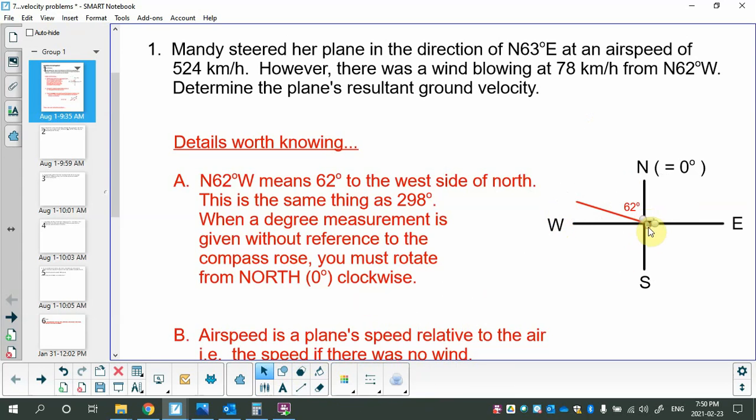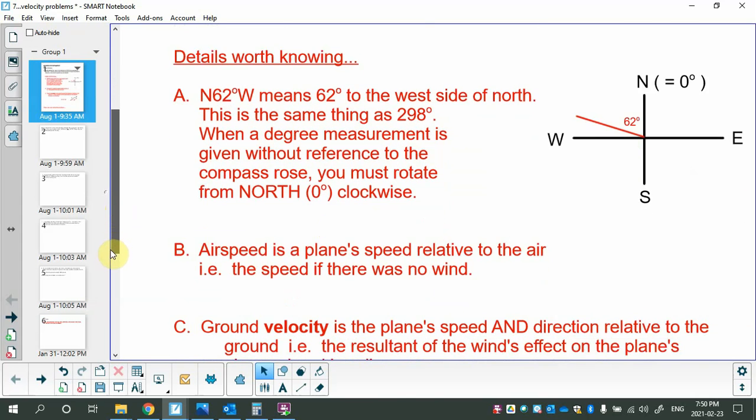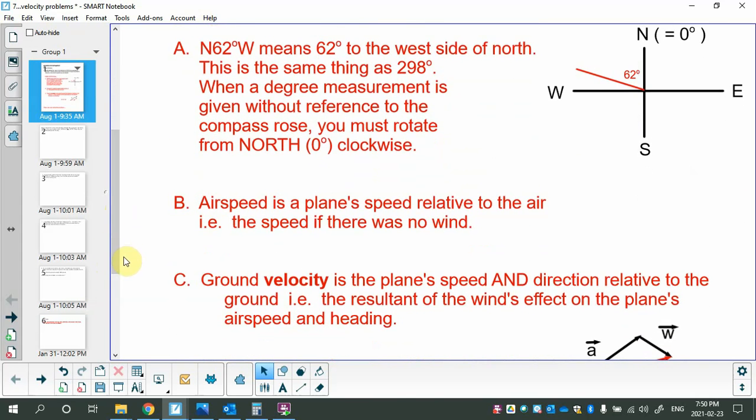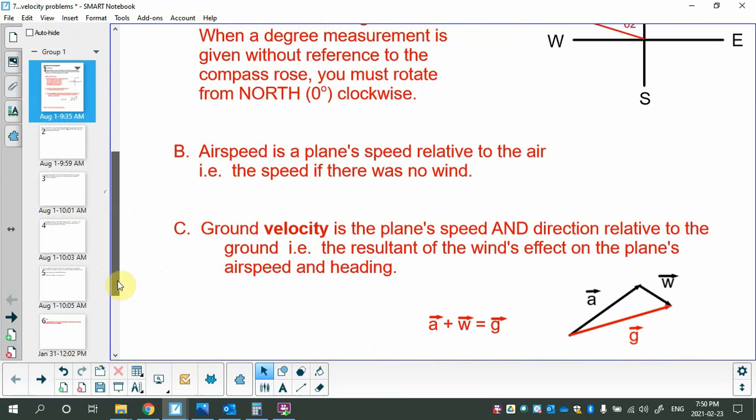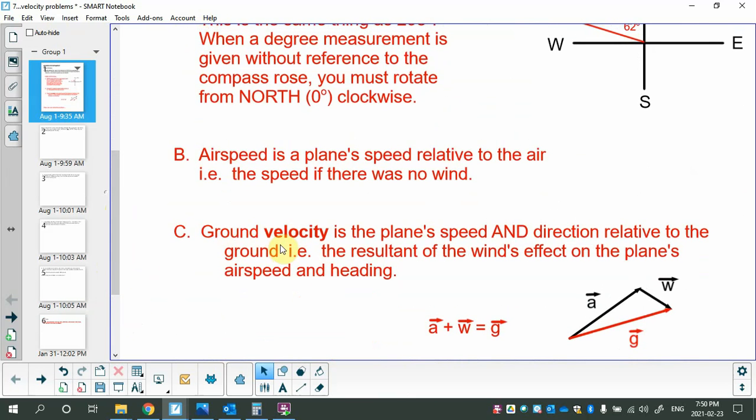The second thing is a definition, and that is the definition of airspeed: a plane's speed relative to the air, meaning that if there was no wind, this is how fast the plane would be going. And then last of all, actually I'm lying, it's not last of all, there's one other thing. Ground velocity is the plane's speed and direction, and that's because velocity is a vector quantity, so you need both the number, the magnitude, and the direction, and it's relative to the ground, which is why it's called ground velocity. So it is the resultant, so it's the result of the wind's effect on the plane's airspeed and heading.